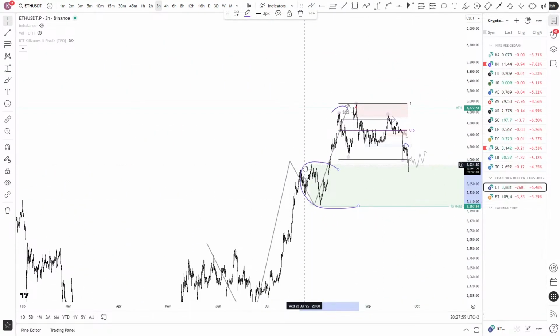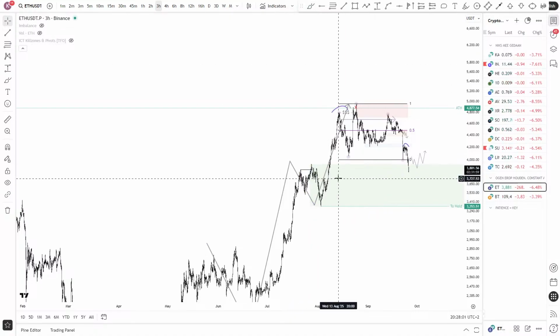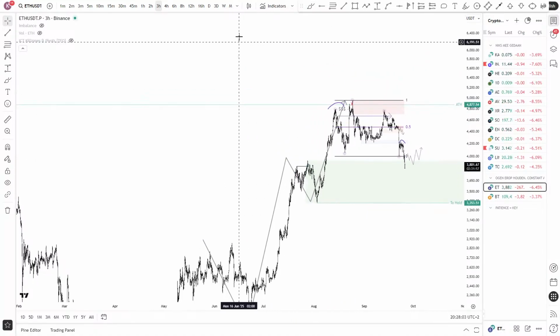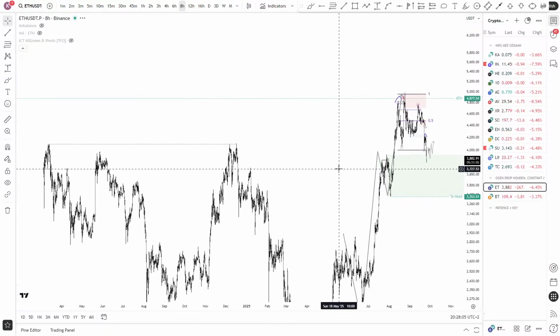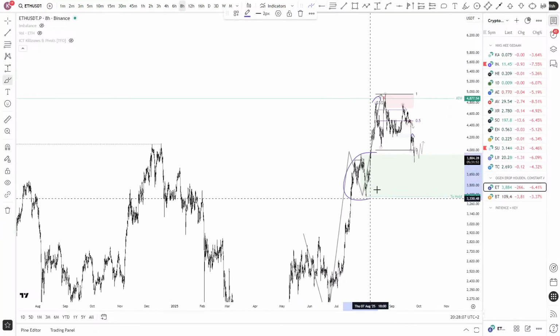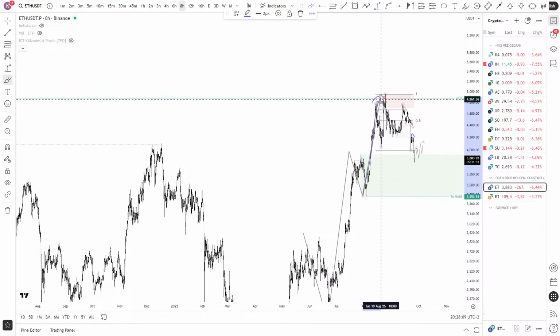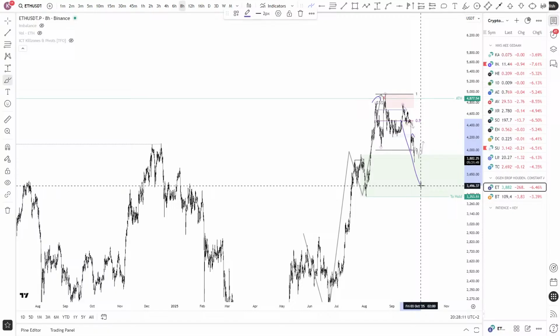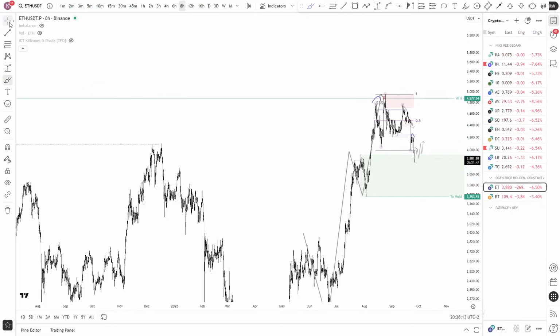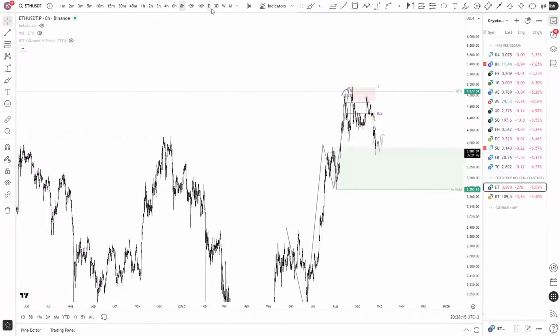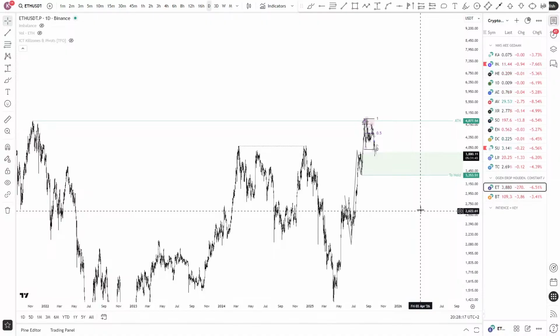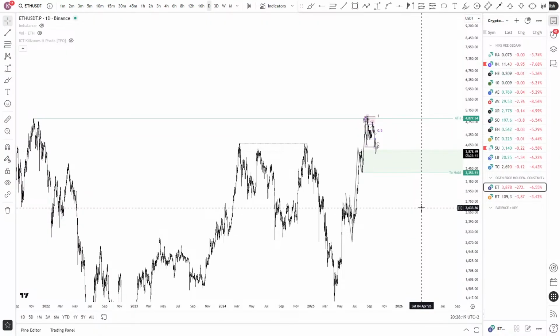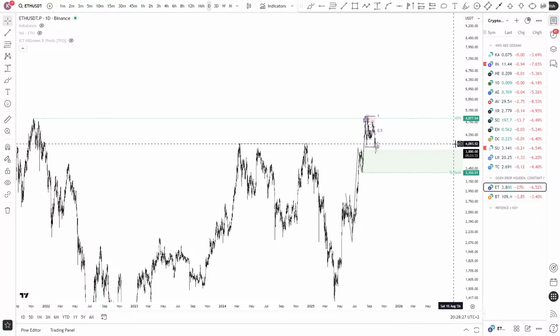And for Ethereum, we need to hold this level, in my opinion, because this is the level that pushed you all the way towards all-time highs. If we lose that level, then I wouldn't say I'm expecting a bear market, but I don't think I'm expecting Ethereum to do anything crazy in the coming months. So that's going to be a must hold on ETH.